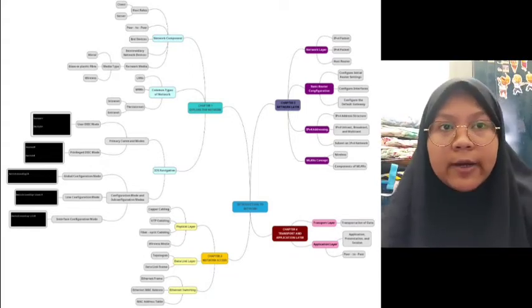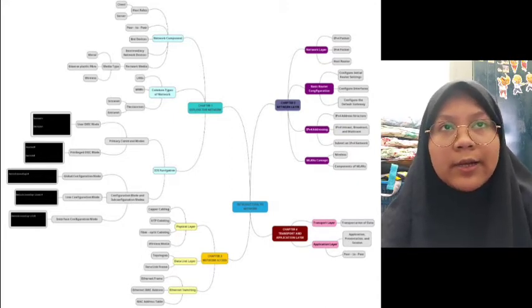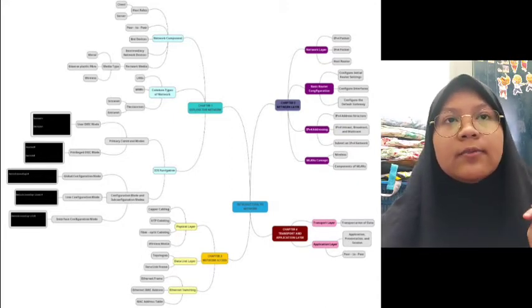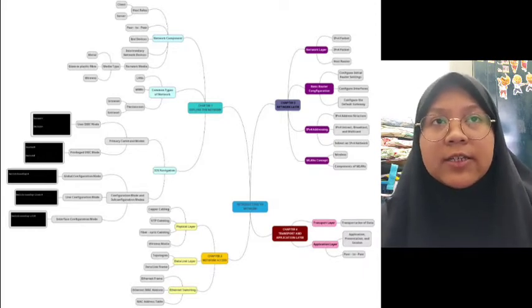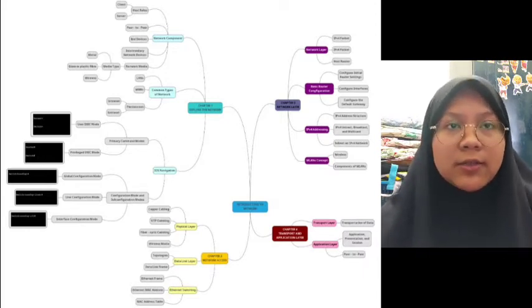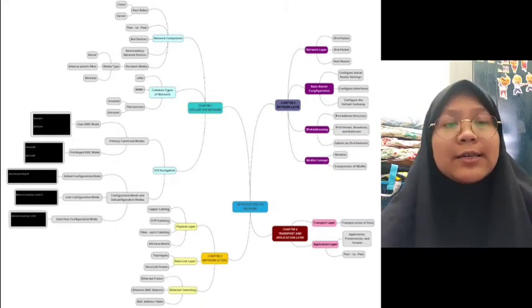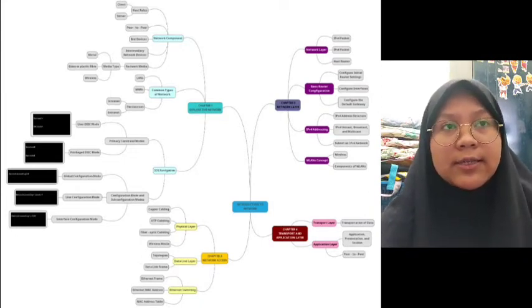So right now I'm going to explain about the network layer. The network layer has four topics: basic router configuration, IPv4 address, and WLAN concept. So, moving on with the network layer. The network layer provides a service to allow devices to exchange data.